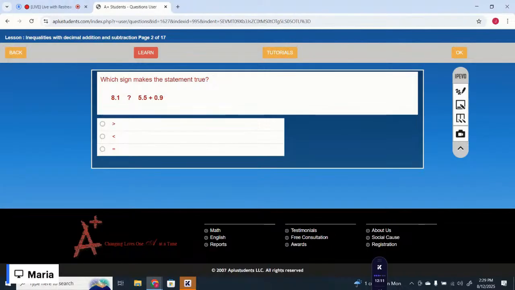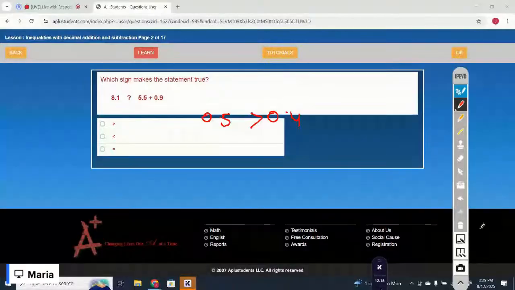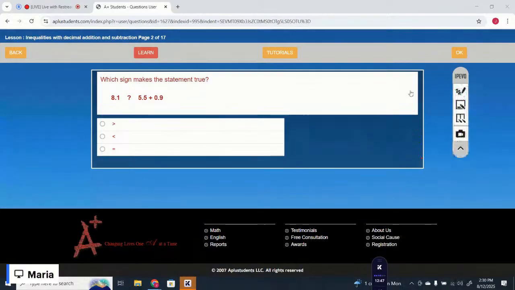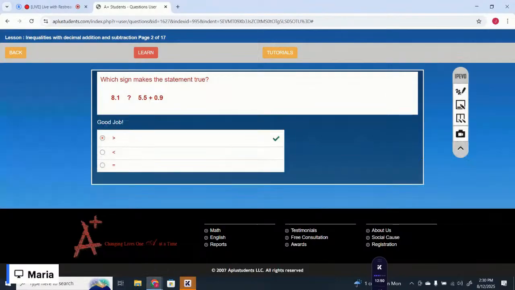Which sign makes the statement true? 8.1 you need to compare it to 5.5 plus 0.9. 9 plus 5 is 14, 4 carry 1. That is 6.4. So now we have to compare 8.1 and 6.4. 8.1 is greater than 6.4. Option number 1 is the correct option.